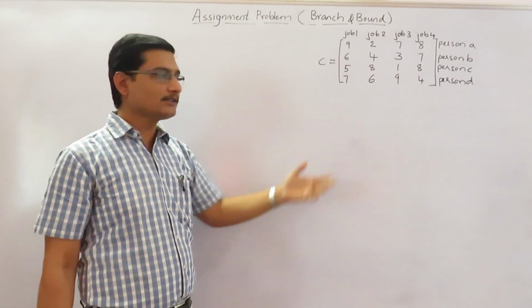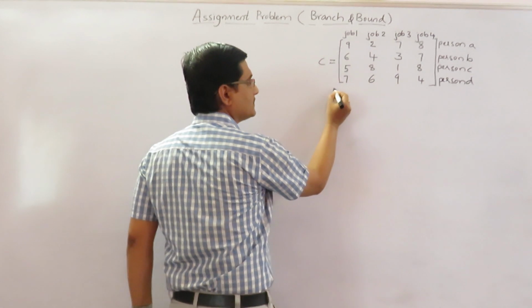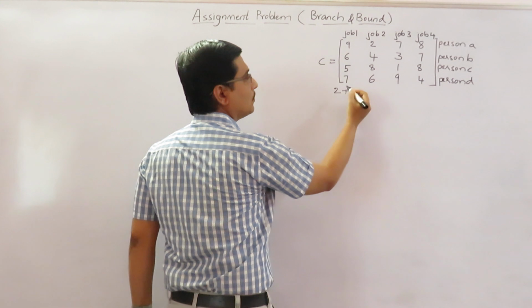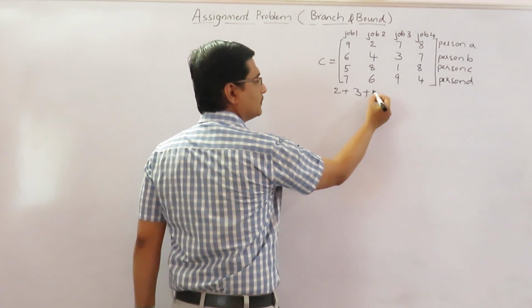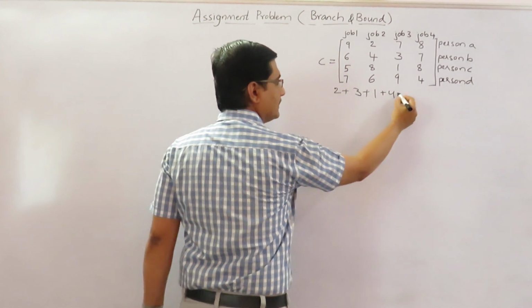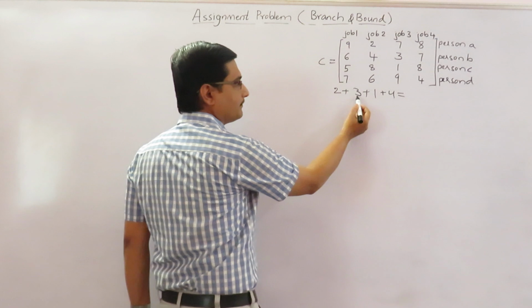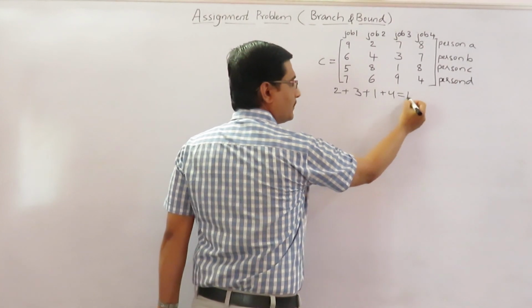There may be some other ways of getting the lower bound, but we will select this way. Say in the first row 2 is the least value, in the second row 3 is the least value, in the third row 1 is the least value, and in the fourth row 4 is the least value. What is the total of this? 3 plus 2 is 5, 5 plus 1 is 6, 6 plus 4 is 10.